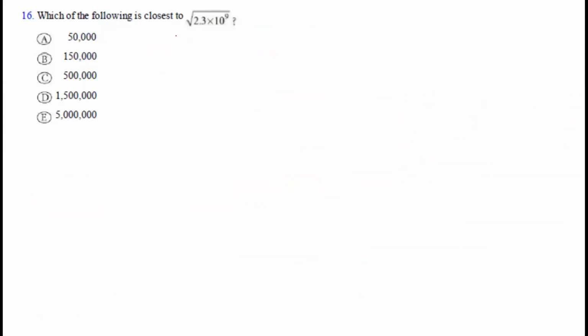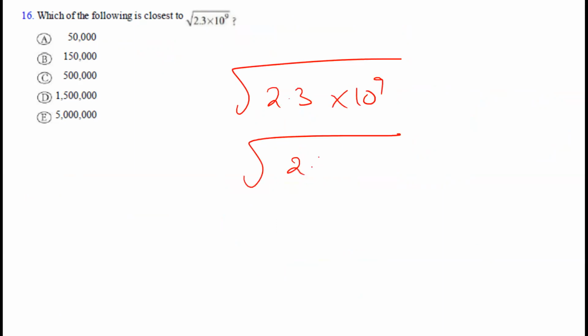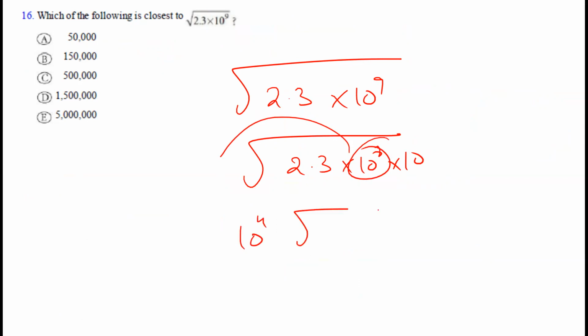Which of the following is closest to the square root of 2.3 into 10 to the power 9? So we can write this as 2.3 into 10 to the power 8 multiplied by 10. So 10 to the power 8 goes outside as 10 to the power 4. So 2.3 multiplied by 10 is 23. So we want to find the closest one. Let's suppose we take the square root of 23 as the square root of 25, into 10 to the power 4. So it would be very close to 5. So 5 into 10 to the power 4 would be 50,000. So option A is correct.